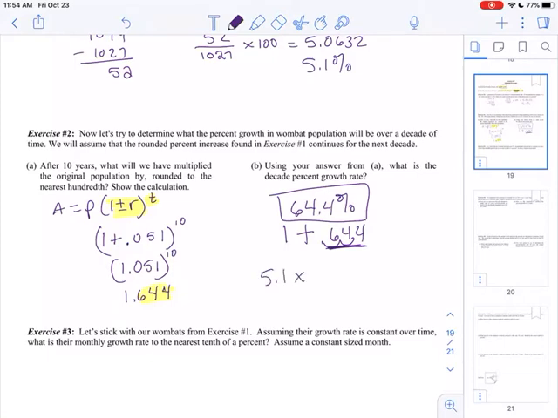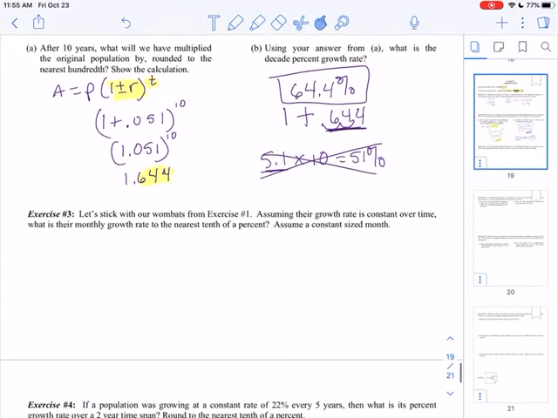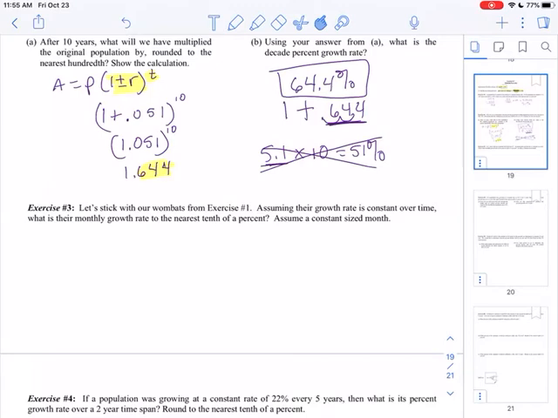Okay, so you might have thought that if I have a 5.1 increase per year, that you really just have to times that by 10, right? My original yearly from exercise 1 is 5.1. 5.1 times 10 should be a 51% growth rate, but it is not 51% growth rate over the 10 years. It's 64.4%, because that is because you have percents on top of percents.